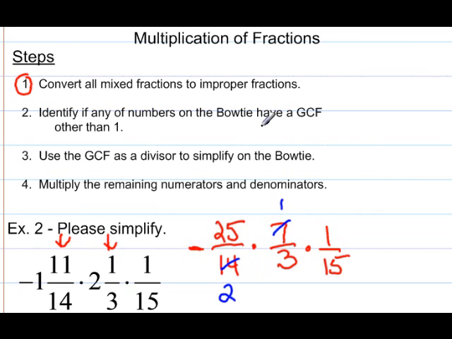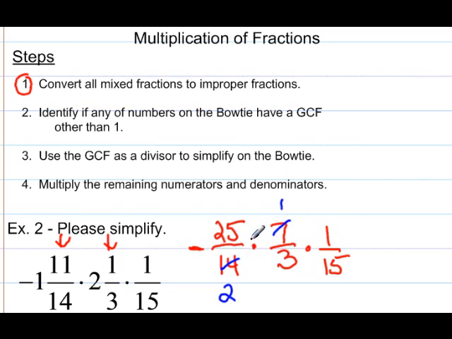Okay, and continuing on, in that bow tie, you see that 25 and 3 don't have a GCF. Nothing else seems to there. Okay, so I could draw another bow tie here and see that it's no longer 7 but 1. 1 and 3 don't have a GCF. That's interesting. 3 and 1 don't. 1 and 15 don't. 3 and 15 do, but they don't have the bow tie. They're horizontal from each other.